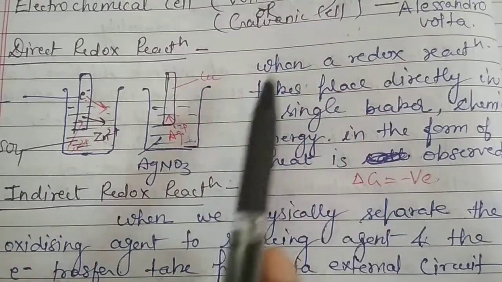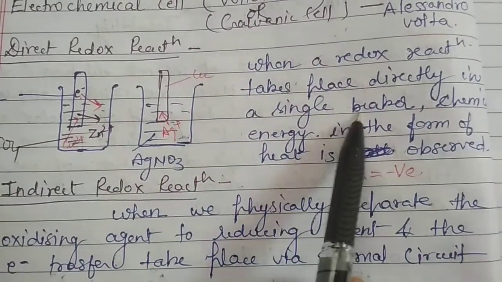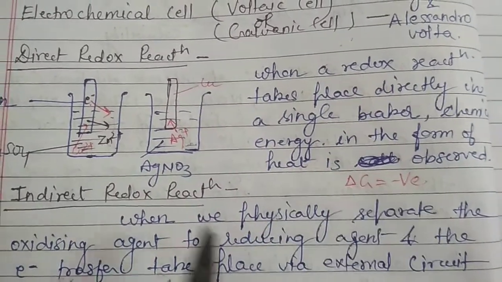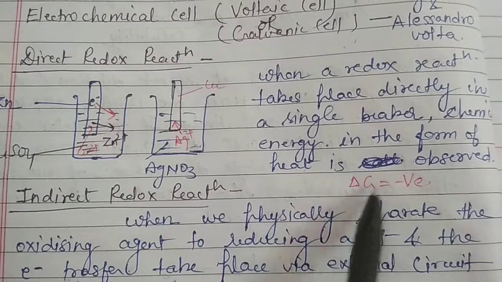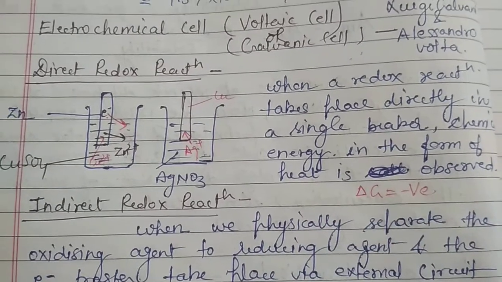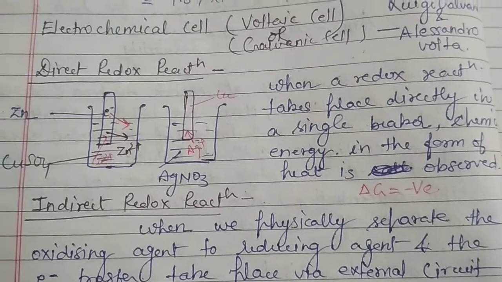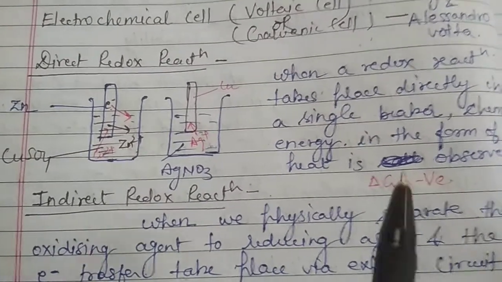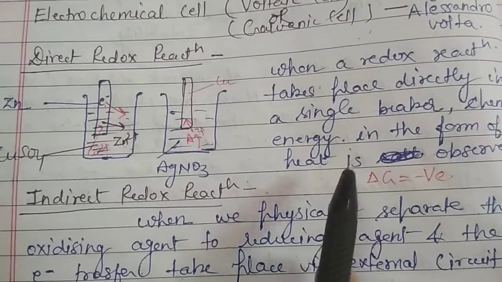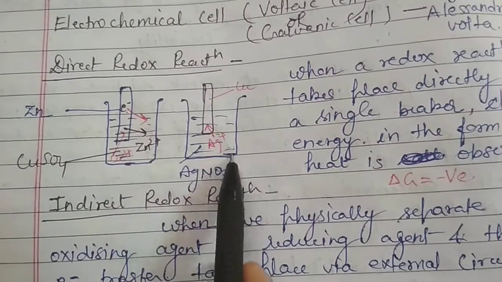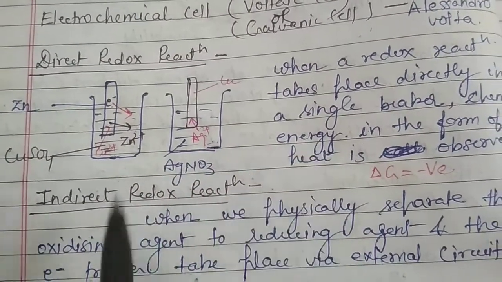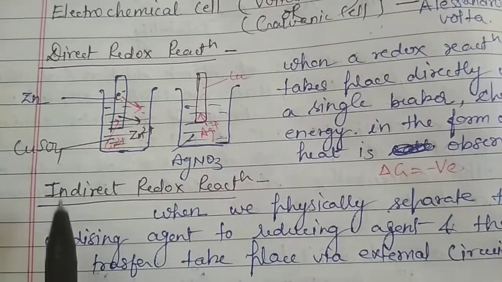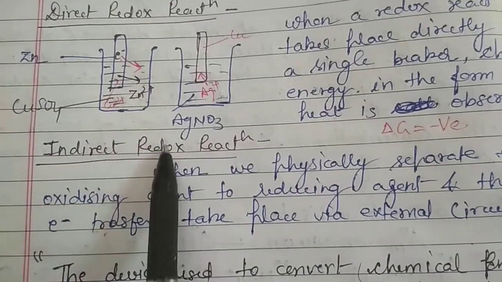So when a redox reaction takes place directly in a single beaker, chemical energy is observed in the form of heat. For the reaction we see that del G is negative, and del G is the Gibbs free energy, that is to be converted into useful work. But here we are not able to convert it into useful work. So what are we to do? We are to see the indirect redox reaction.